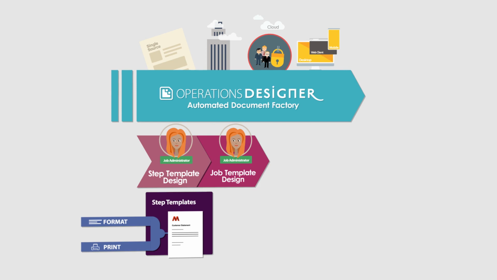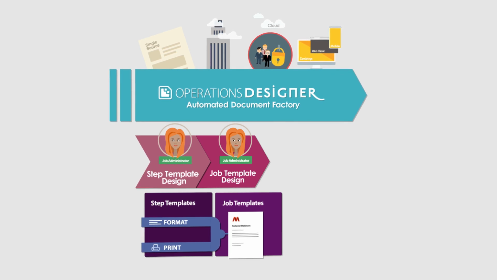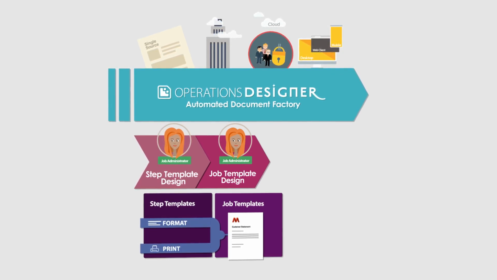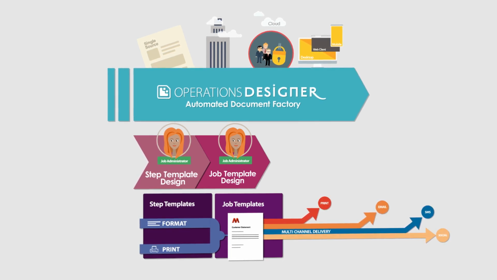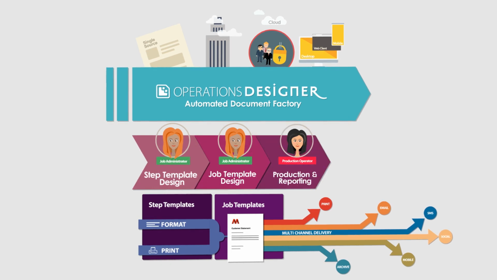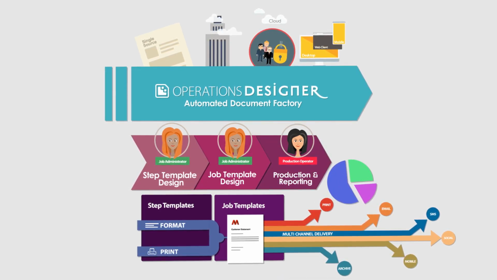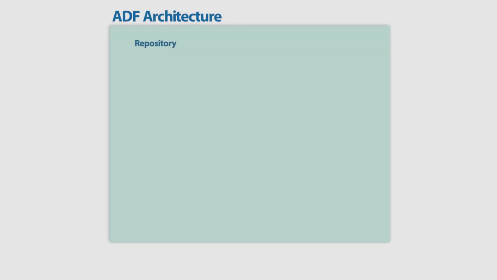In the second video, administrators assemble job templates from available step components to define production workflows. Jobs typically require several steps, like the formatting of documents from raw data and the preparation to deliver them to various output channels. The third video sheds light on how operators run jobs for daily production and the use of production reporting. Let's have a look at the automated document factory.